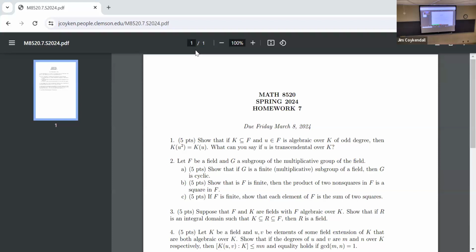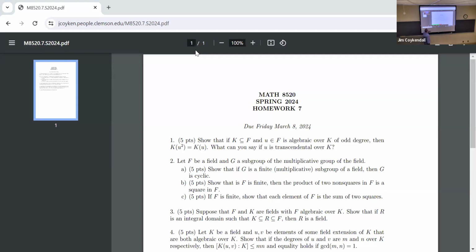One containment is obvious and it's true in all cases, right? But the interesting part is that K(U) is actually contained in K(U squared). And then what can you say if U is transcendental over K? And you might ask yourself, what can you say if it's of even degree as well? Number two is a fundamental kind of question for lots of things. This is important in coding, studying finite fields, et cetera.